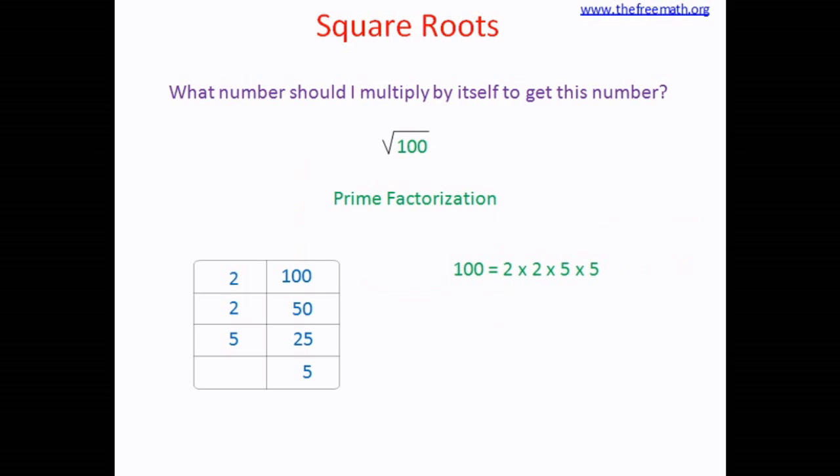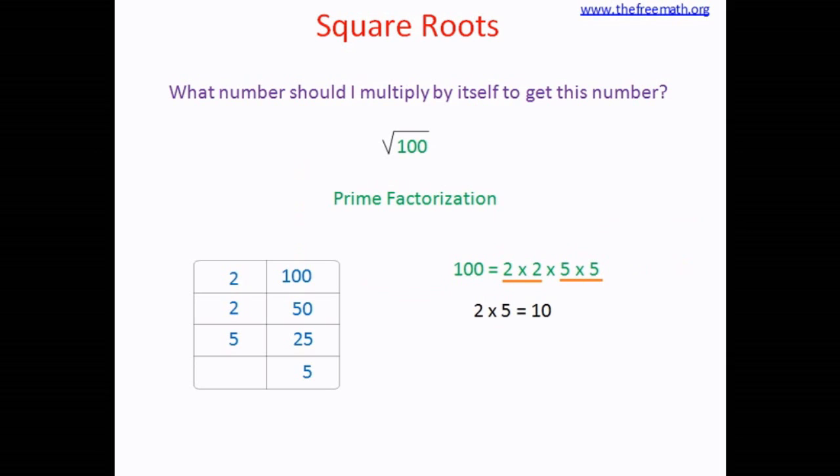Now what we do is we pair the numbers. You can see that each number appears twice in the prime factors. So you pair the same numbers and take only one number from the pair and multiply. That means you can see that there are 2 2's and there are 2 5's. So take 1 2 and 1 5 and multiply. 5 2's are 10. So 10 is the square root of 100.